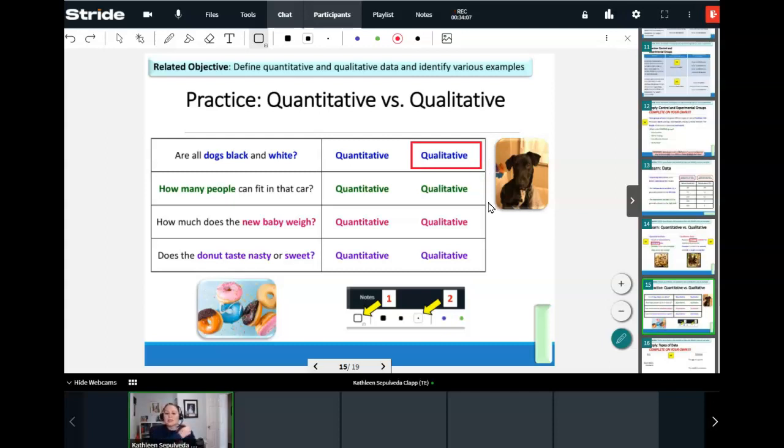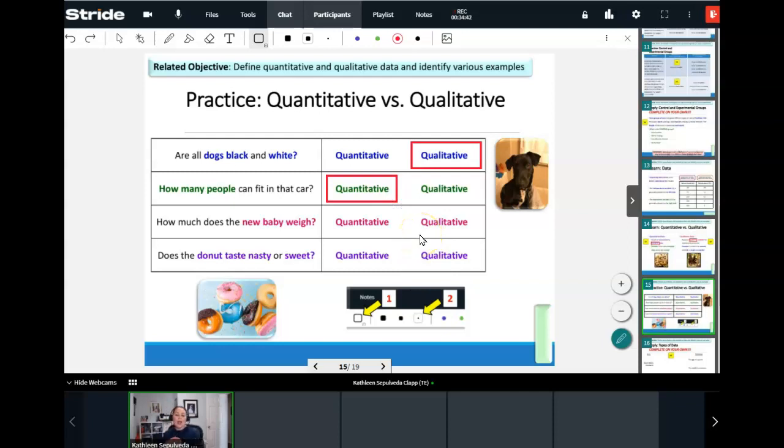Qualitative. Beautiful. If I'm using qualities. So now I have to ask, how many people can fit in that car? What do you think I'm going to use? Good, Anaya. I'm going to use a quantity. I can say there can be 5 people that can fit in that car. There can be only 3 people, 2 people, 7 people, 15 people, depending on what kind of car you have. But if I talk numbers, I'm talking quantitative.